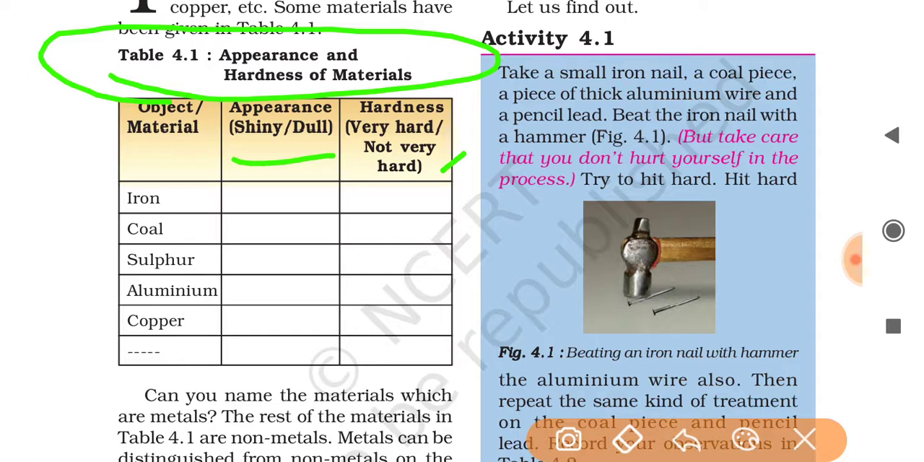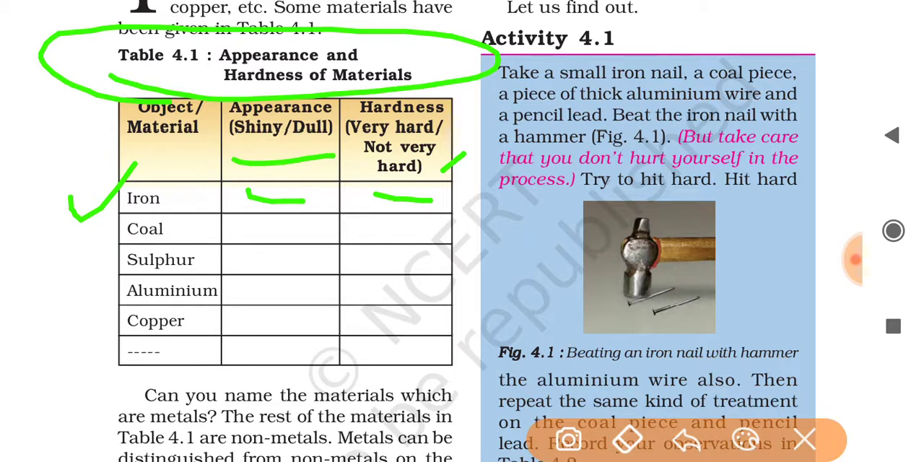So you have to write in this table, as in your book, for iron: if you look at iron, does it appear shiny or dull? You easily know when you see iron, and you can easily write it here and send it to me. Under hardness, or in the comment, write whether it is very hard or not very hard. You can write here easily.